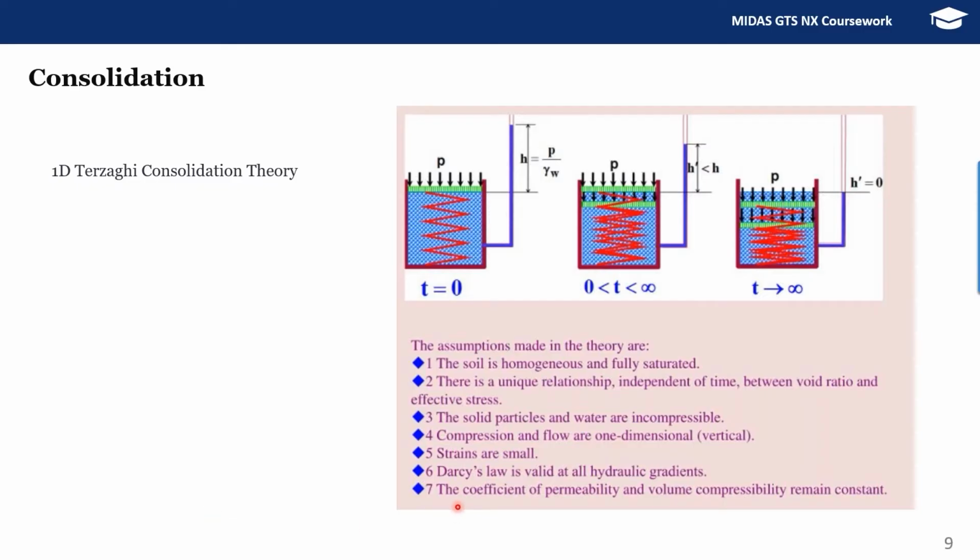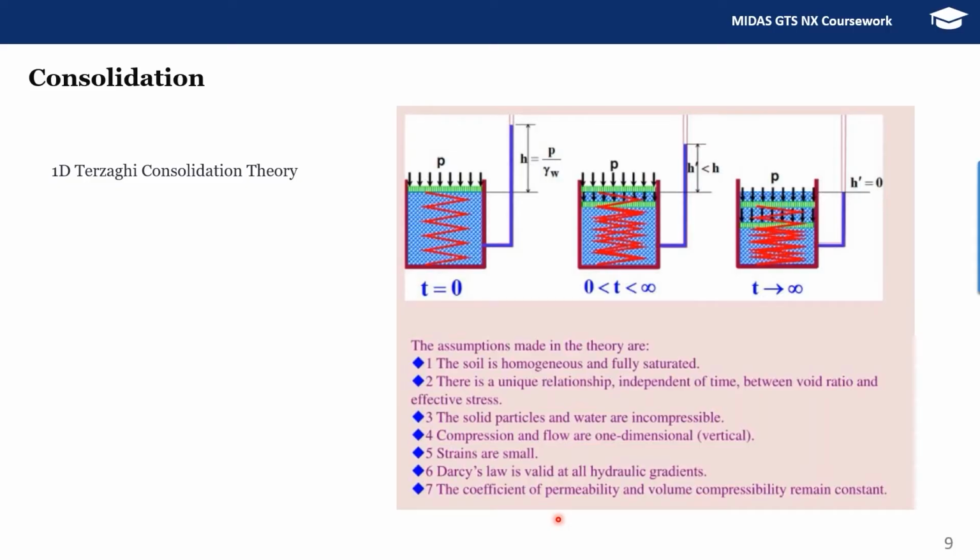And then in reality, as and when the effective stress increases, the void ratio changes. As the void ratio changes, your permeability coefficient changes. So those two are interrelated. But here, the coefficient of permeability and volume compressibility remain constant throughout the consolidation. So that's one more assumption in this theory. But in the finite element analysis, we do not have such an assumption.